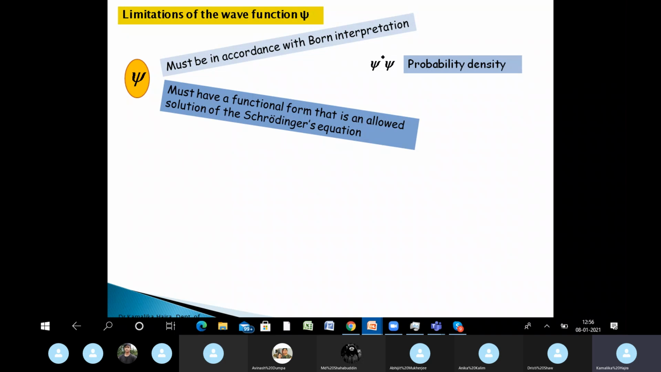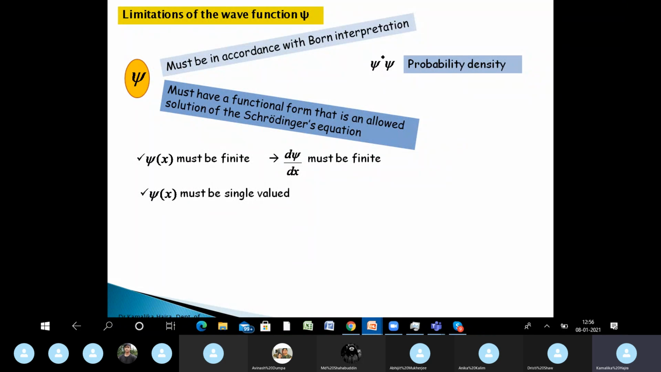Okay, so what are the restrictions on psi? The following are the restrictions. Psi must be finite. So whatever form it has, it cannot blow up at minus or plus infinity. Del psi del x must be finite. This is the first condition.